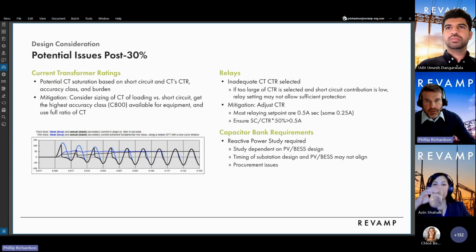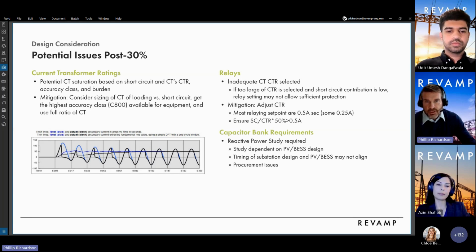So, potential issues after 30%. After 30% design, we start receiving some of the power system studies. What are some of the issues that we may address? Even though we identify these as potential issues, these are just a normal part of our substation design process. One thing we have to consider is the current transformer ratings, the CTR.